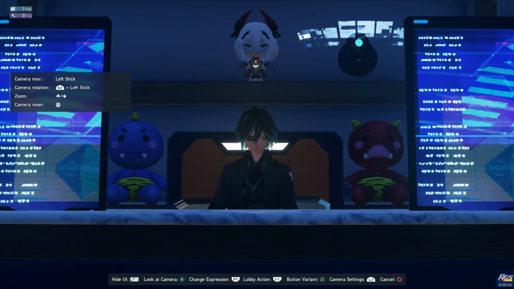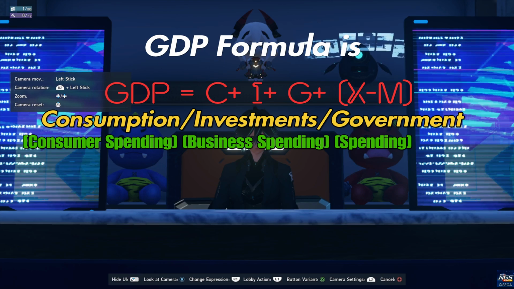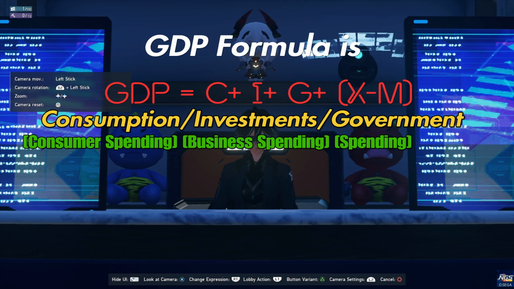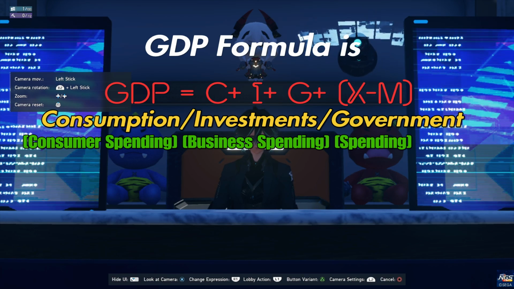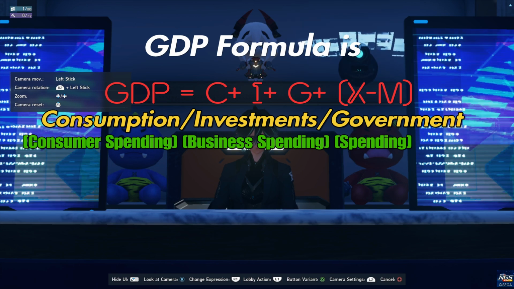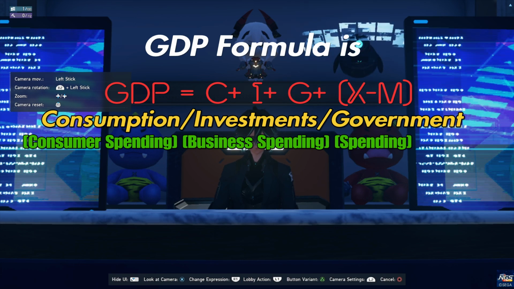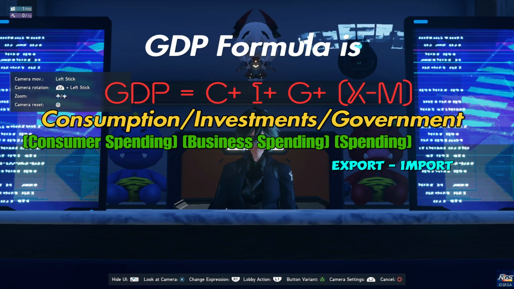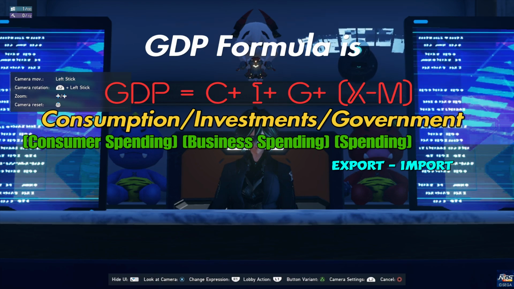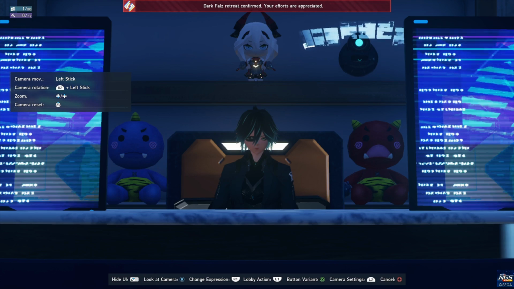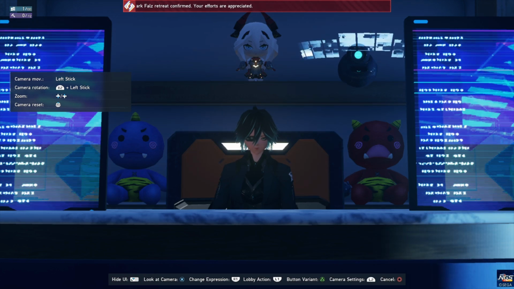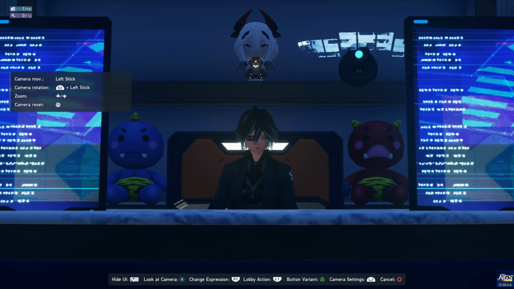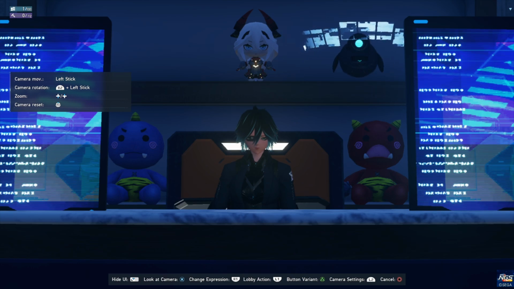The formula of GDP is pretty much C, which is consumption or consumer spending; I is investments, or business spending; and G is government spending. And there is X and M, which are exports and imports. Each of these pieces is calculated, and this is how you understand how this formula works and where the economy stands.